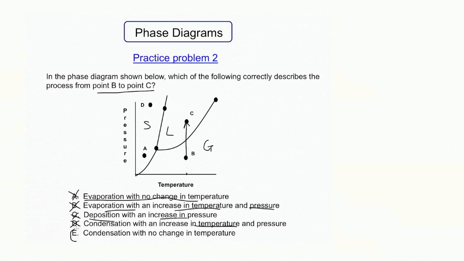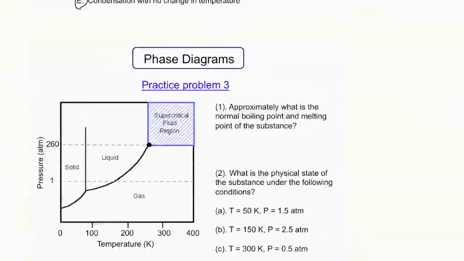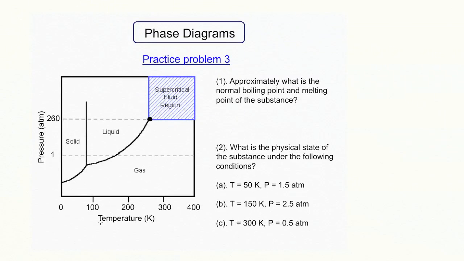Alright, so it looks like again the option is C. The only option is C, condensation with no change in temperature. This is correct. So this is the problem. Now we have one more problem for you to try. Again, I want you to pause this video and try this problem by yourself. And then you resume the video, we're going to work together.